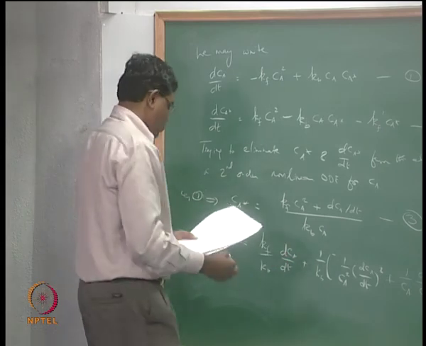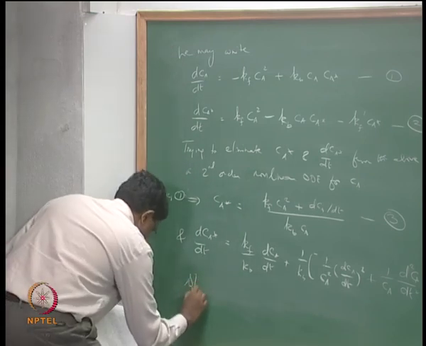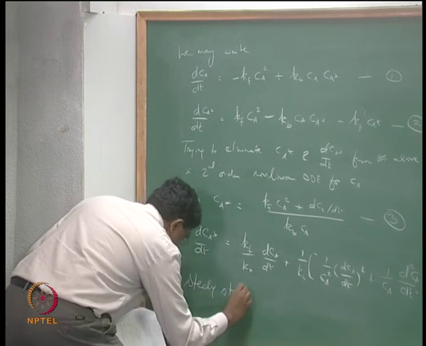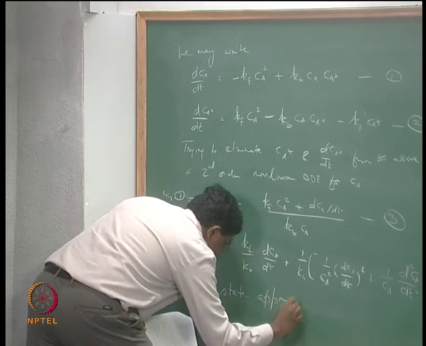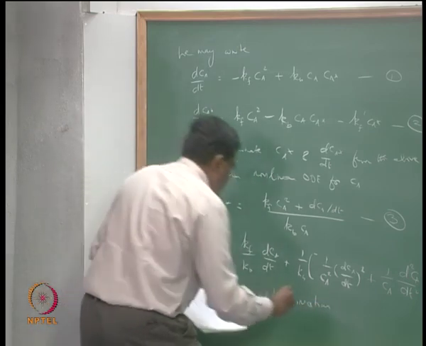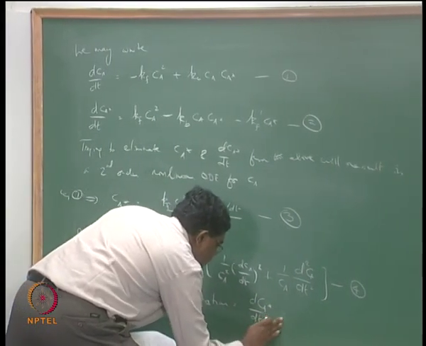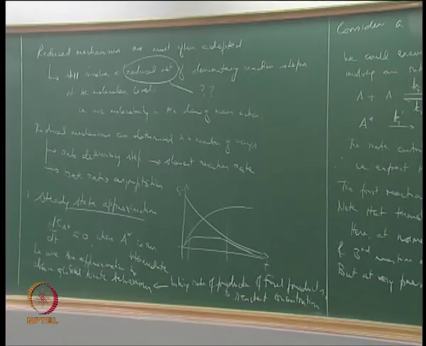Instead what we want to do is the steady state approximation, which means that we now say dCA star divided by dt is approximately equal to 0. That is exactly what we started out with to consider, right. So do this, and then we will try to take it up from here and see what we get next class.